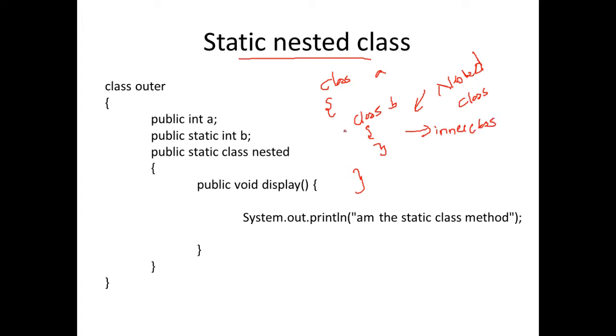When this class is not declared as static, say we have some access modifier, public, private, protected class B, and when this is non-static, we say that is an inner class. On the other hand, if you declare this class to be a static class, then you call that to be a static nested class. So what is a static nested class? It's very simple.